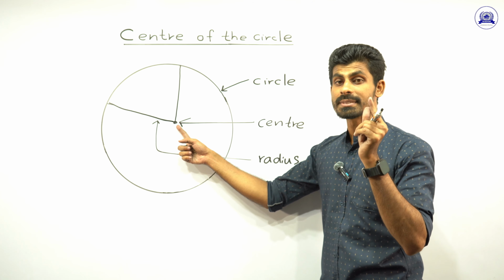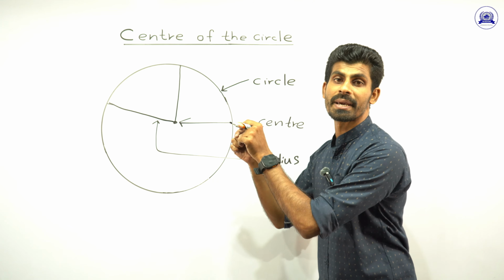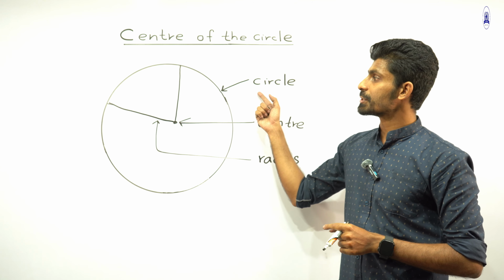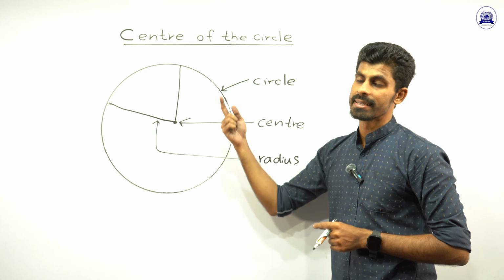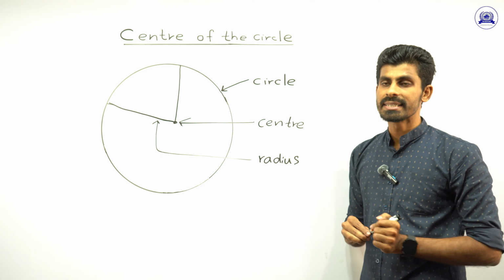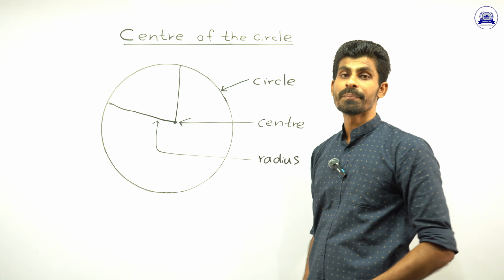So what is the midpoint of a circle? What is that point? Center. This one is known as the circle. This one is known as the radius. Just quickly draw this on video.